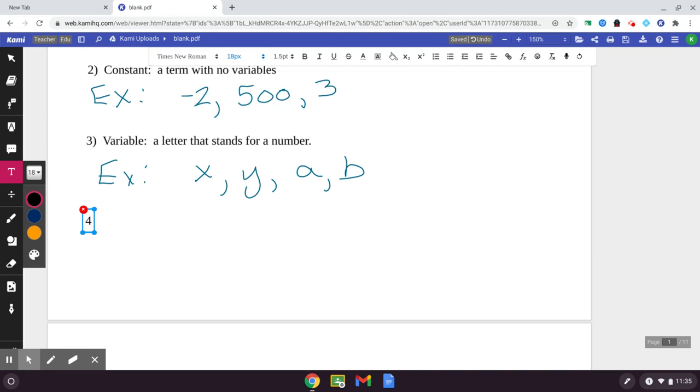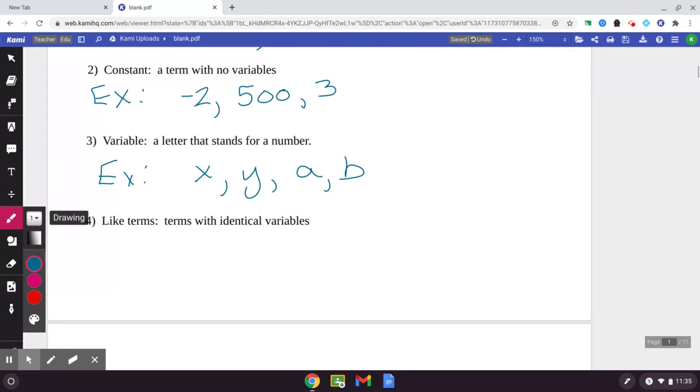All right, number 4. Like terms. And this is what we're going to talk about later on in the video. Like terms are terms with identical variables. They're going to be terms that have the same variable. So examples of like terms would be like 2x and negative 5x. See how they both have the variable of x? That means that they're like terms.